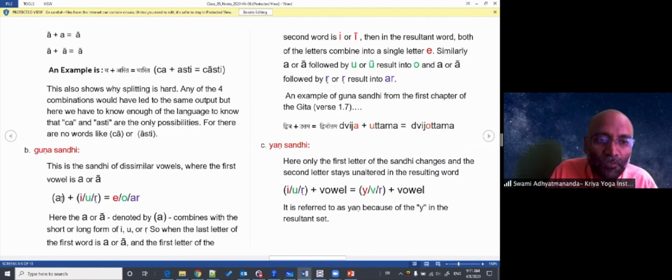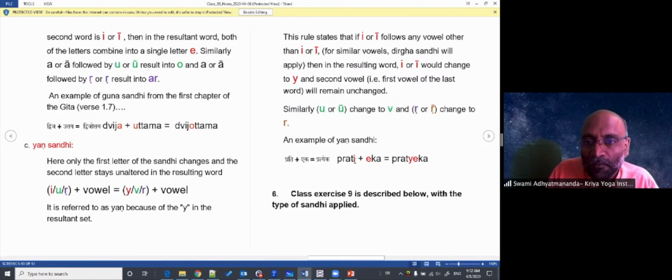Similarly, in Guna Sandhi, if you say I, it sounds like A, au, like O. R is very clear. Yan Sandhi also, if you say ye, like here in Pratyeka, ye, so it becomes like ye. So like this. So you will find that many times this Sandhi is very intuitive actually. But other times, some other cases we'll see that it's not very intuitive and you have to learn the rules.